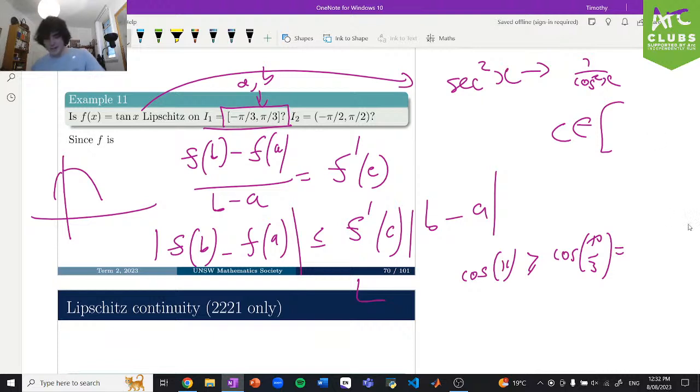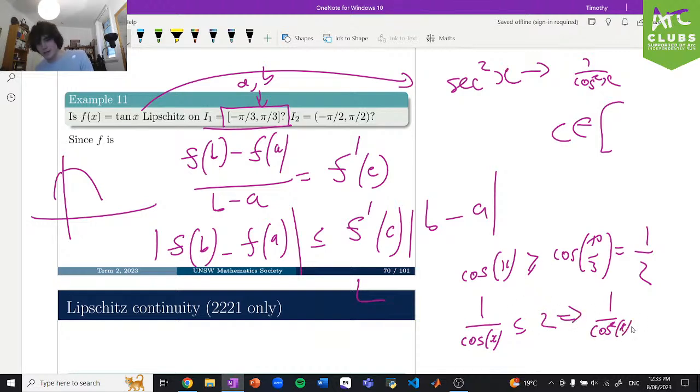Cos of pi on 3, guys, this is really testing my mental trigonometry. That's greater than or equal to 1 on 2. And so then we can do some fun flippies. So we can say 1 on cos x is less than or equal to 2. Square that, we then get 1 on cos squared of x is less than or equal to 4.